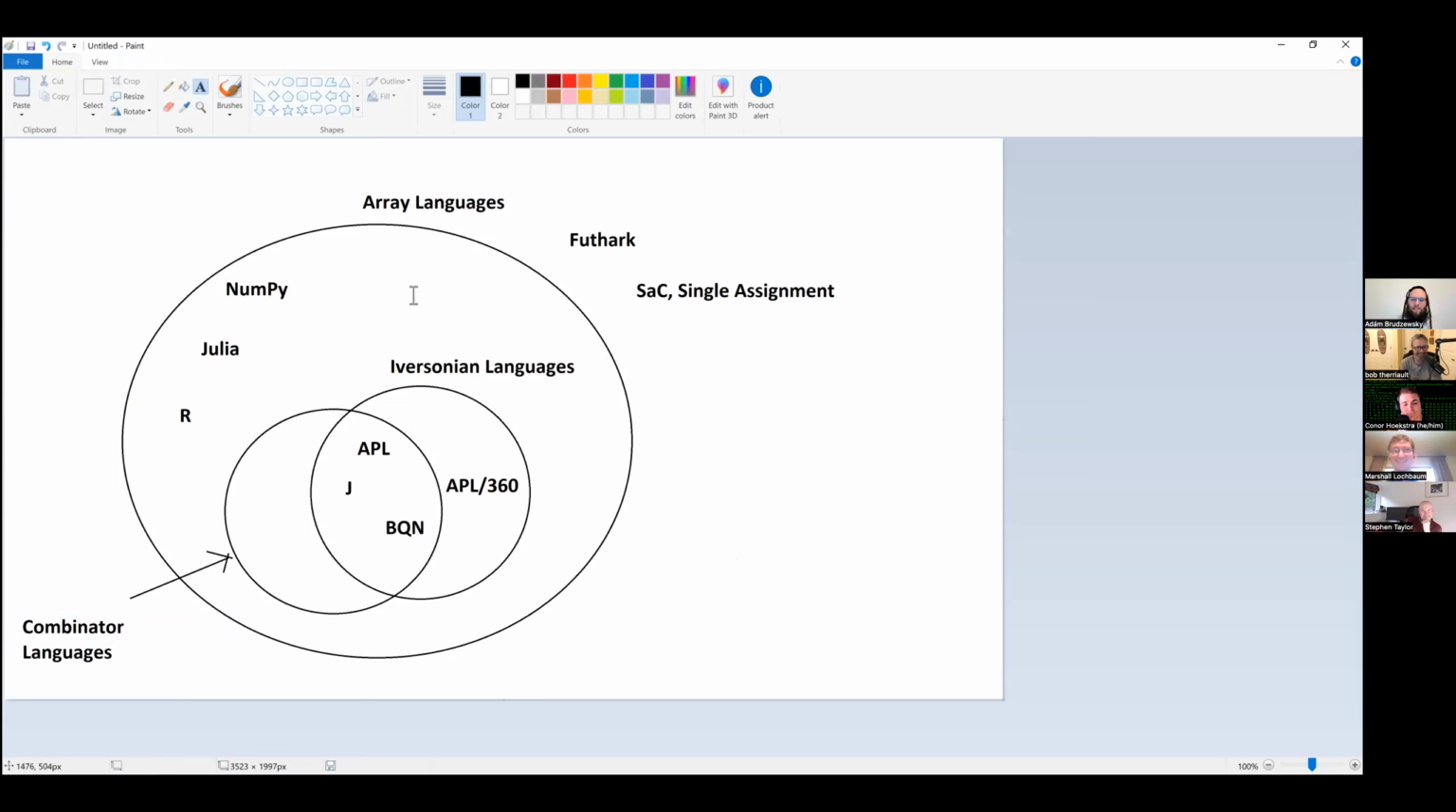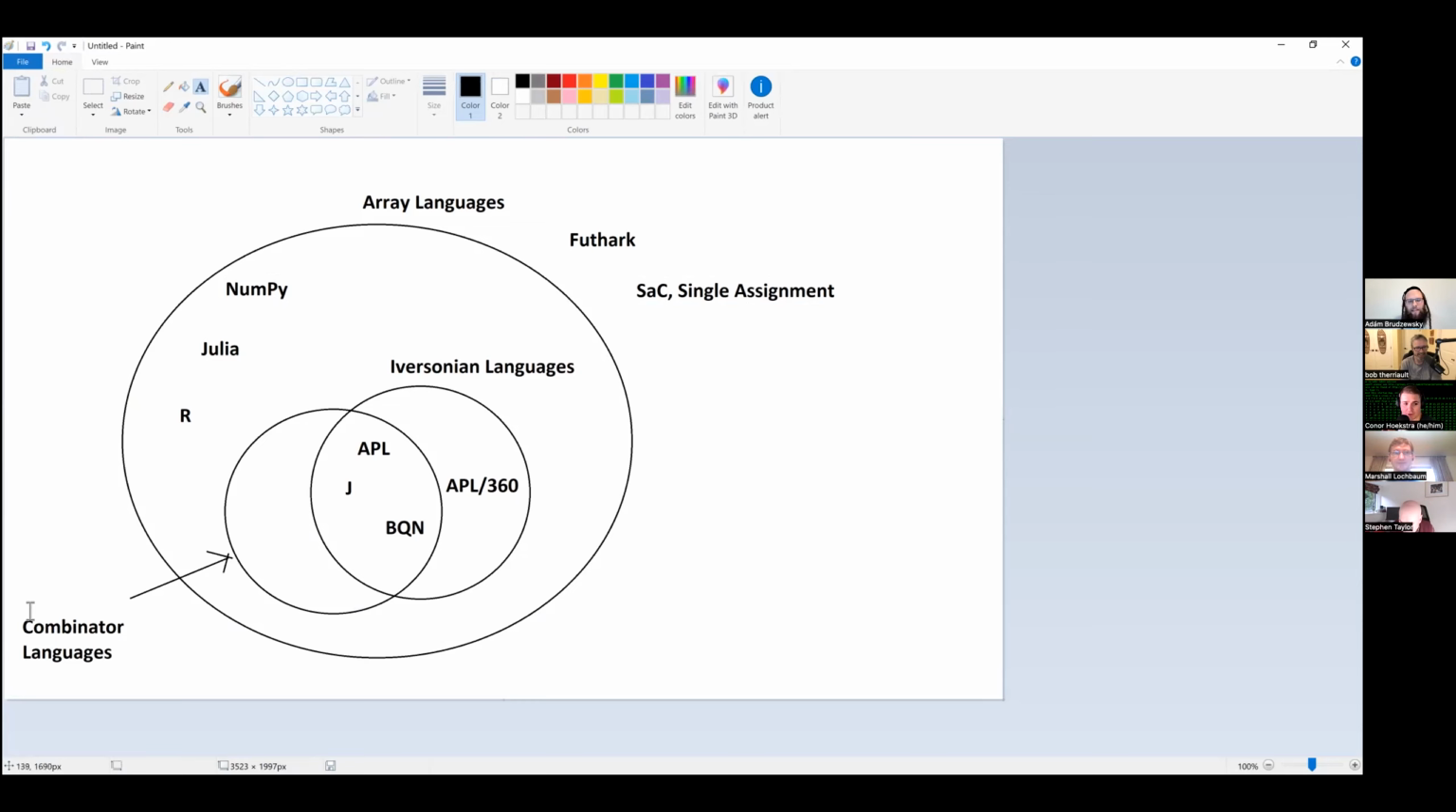What Connor has drawn now is an outer group, a giant one called array languages, where he's put Futhark and single assignment C outside of that. Things like NumPy, Julia are inside. I suppose also MATLAB and Mathematica and so on would be in there. Inside that, we've got Iversonian languages, APL, J, BQN, K, I suppose, APL 360. Now, Connor has added an overlap with the Iversonian languages that he's called combinator languages, but the way he's drawn it now is it's entirely inside array languages.